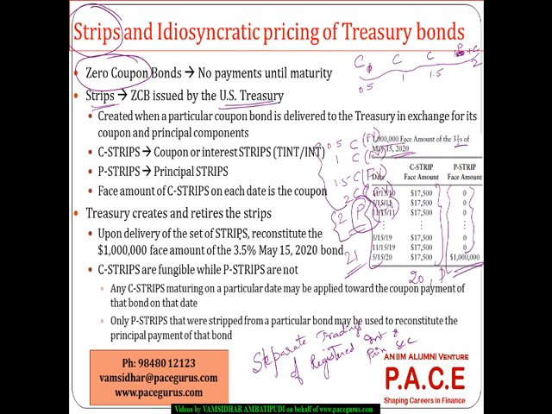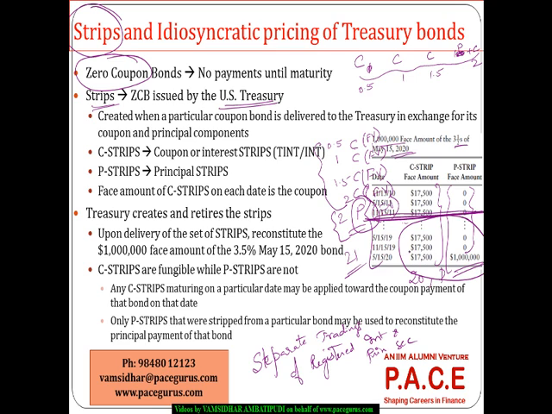Upon delivery of the set of strips, there is again a reconstitution. Assume up to here the strips have been paid off. So this bond can very well be reconstituted as a new bond. Let's say 1.5 years is over, 3 strips have matured. So this bond can again get reconstituted.